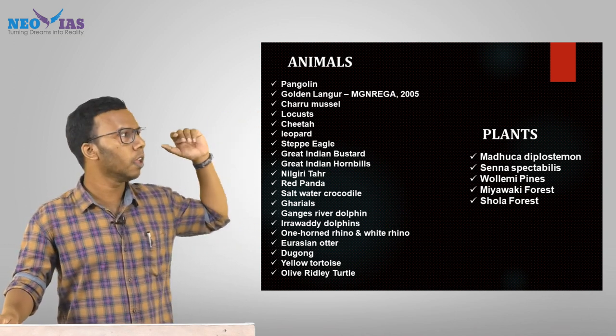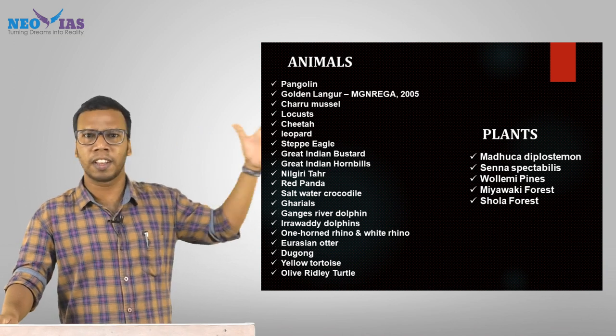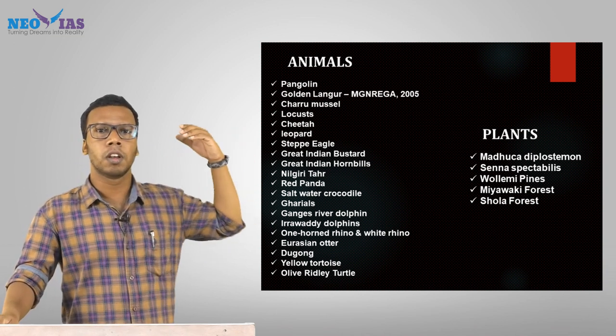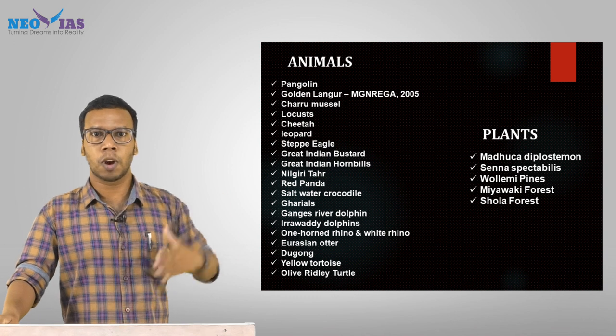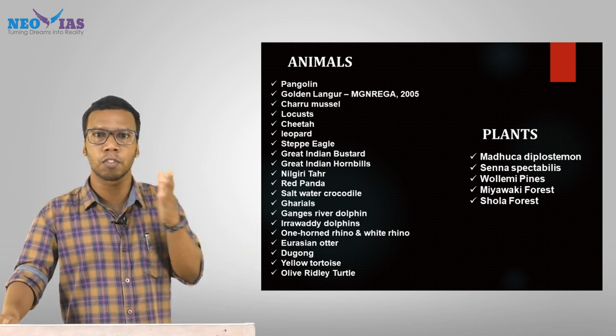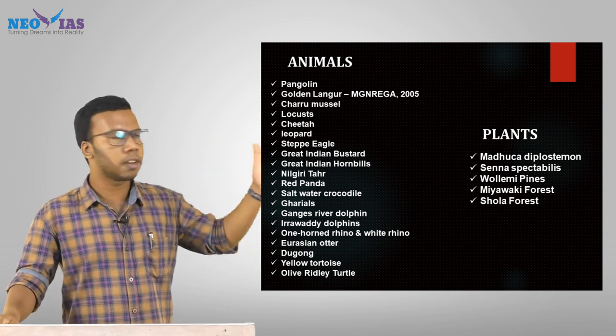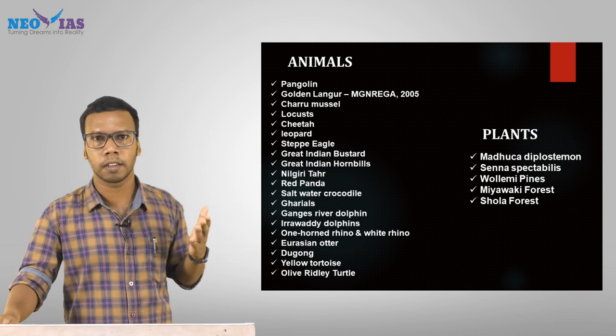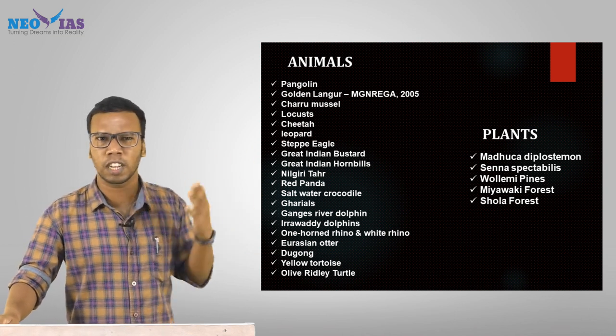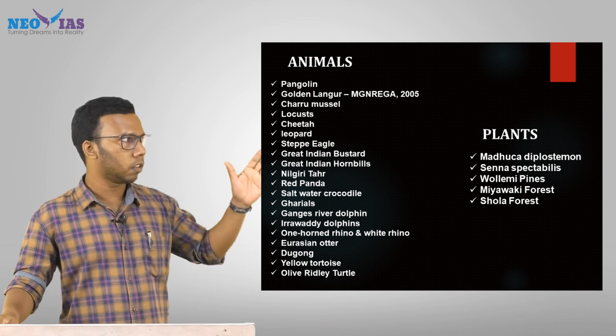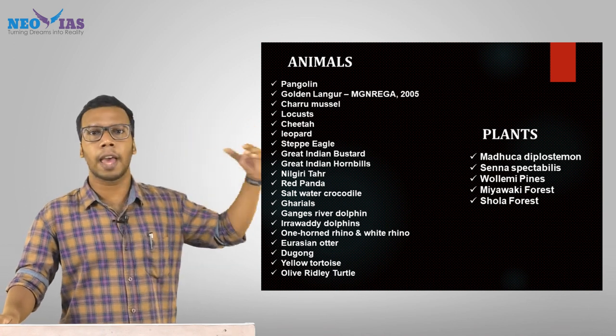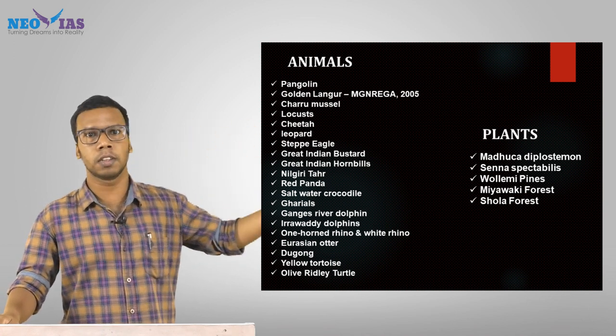Then, charru mussel. Charru mussel is an invasive species. So, you need to know about the concept of invasive species. What is an invasive species? What is an alien species? You have to study that, because charru mussel is an invasive species in India, mainly in the backwaters of Kerala. So, that's why it was in news. Then comes the locust. There was news regarding the attack of locusts. Locust attacks were there, right?